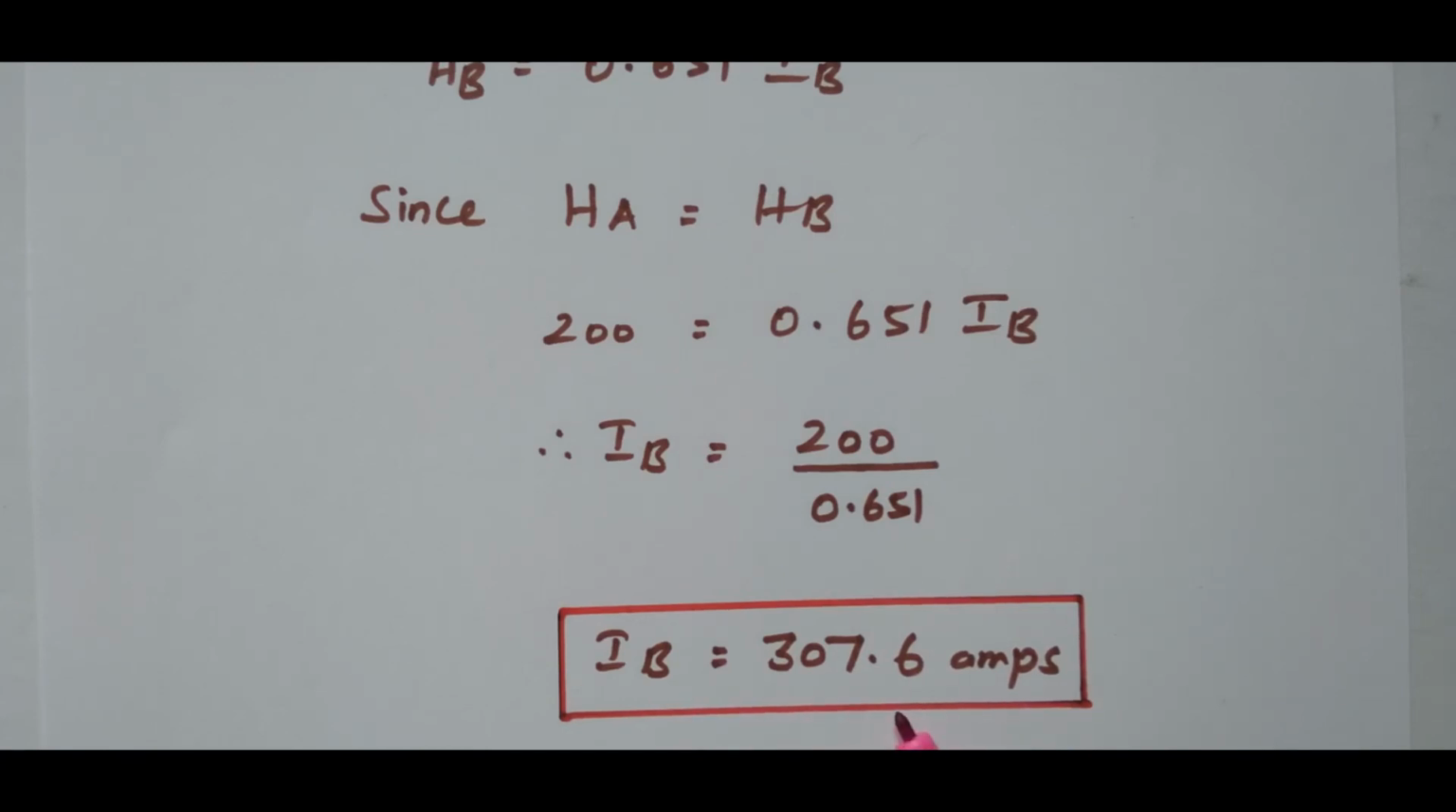Due to this current flow, the magnetic field produced by coil B will oppose coil A and make it 0. So in this video, we discussed the magnetic field intensity due to a circular current loop, followed by two different problems.